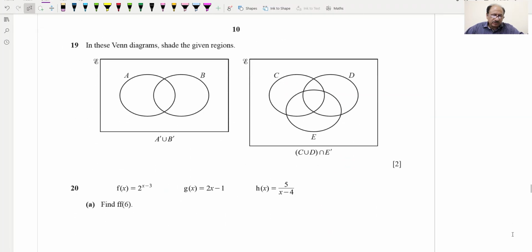Now we can move to question number 19. Question number 19 says, in the Venn diagram, shade the given region. So A complement union B complement.